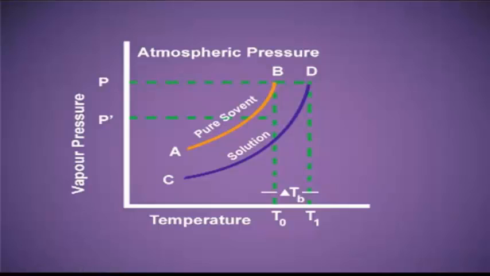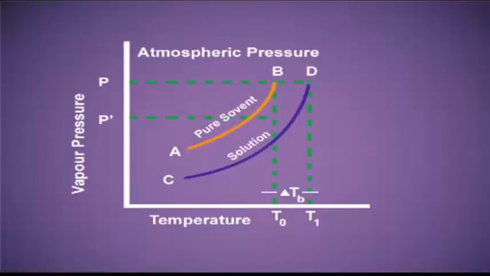Now from the graph you can see that T naught B is the boiling point of pure water, because at T naught B the vapor pressure is equal to atmospheric pressure. Just see the point B. At this temperature the pure solvent will boil. But in the case of the curve CD, that is the curve for the solution, at the temperature T naught B, the vapor pressure is much less than the atmospheric pressure. So the solution will not boil.